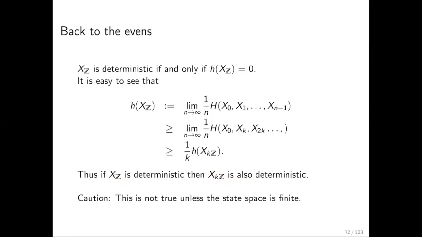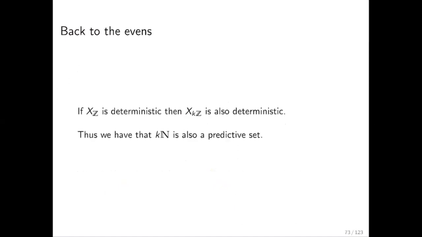Again, this is a caution: we need the state space to be finite for all of this. And it turns out this is what you use to prove what I asked. So if xz is deterministic, then multiples of k are also deterministic. So this shows that multiples of k form a predictive set.